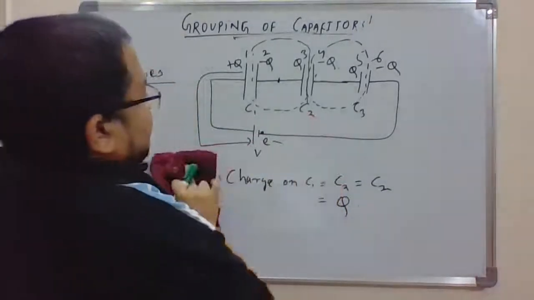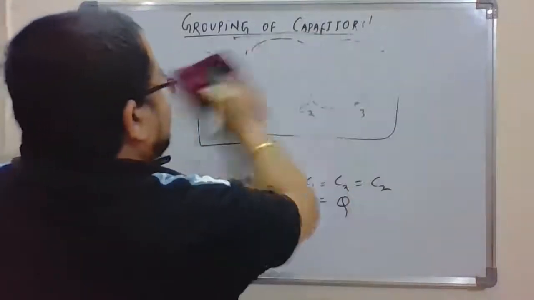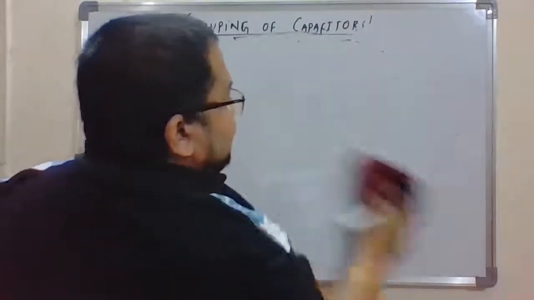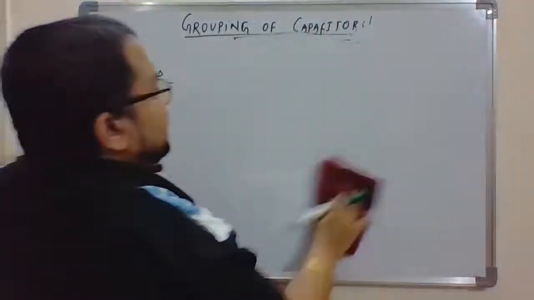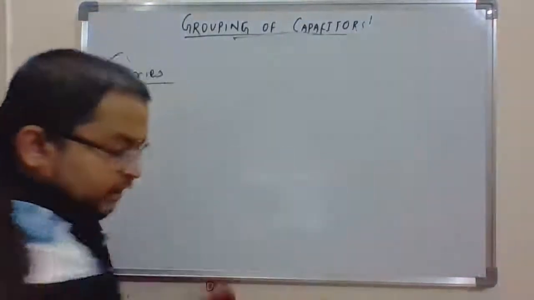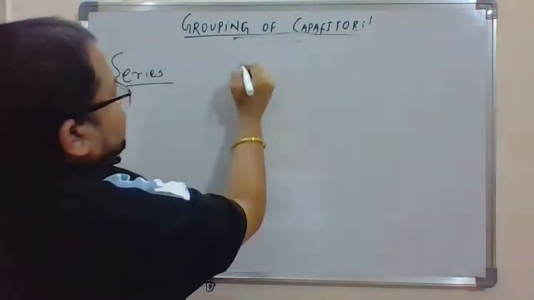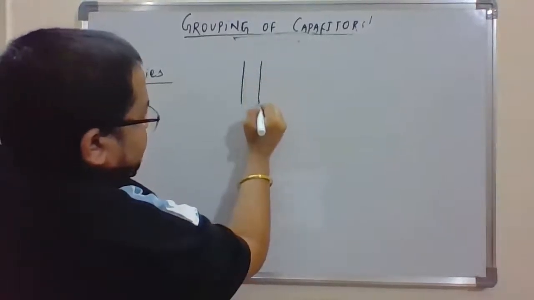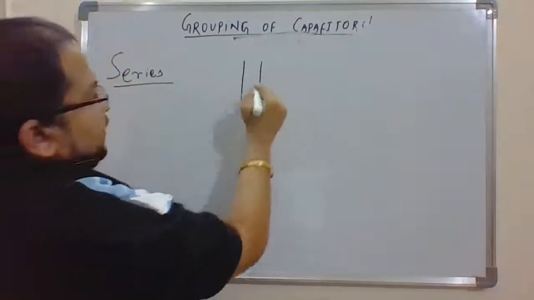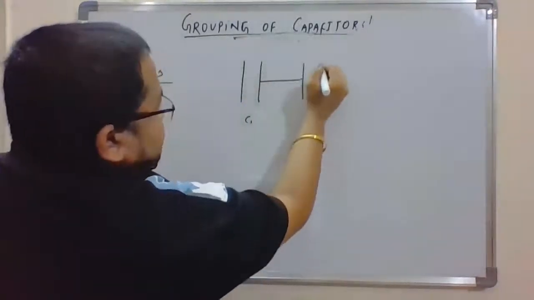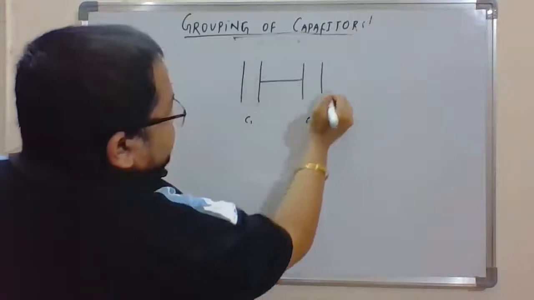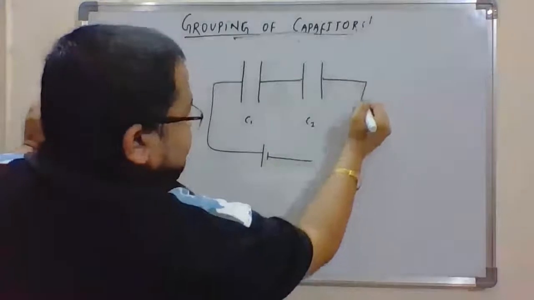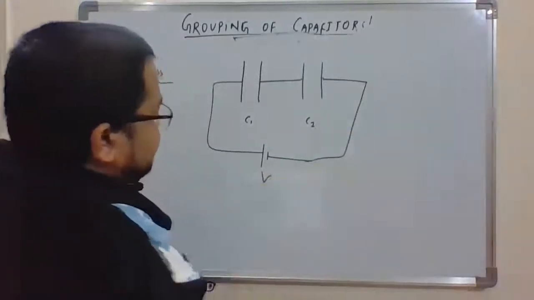Okay, so I will just clean this up slightly so that it will be easier to understand. Let me redraw it by taking two capacitors. This is capacitor C1, and the length should be the same. This is capacitor C2, and they are connected in series against a potential difference V.